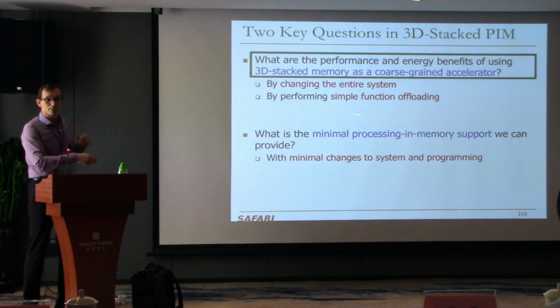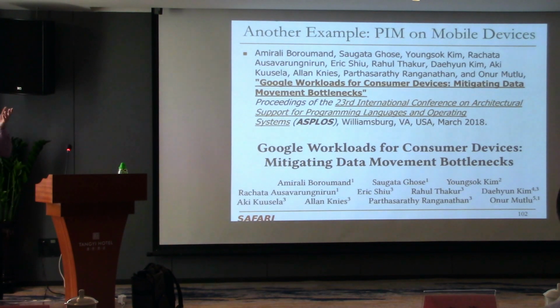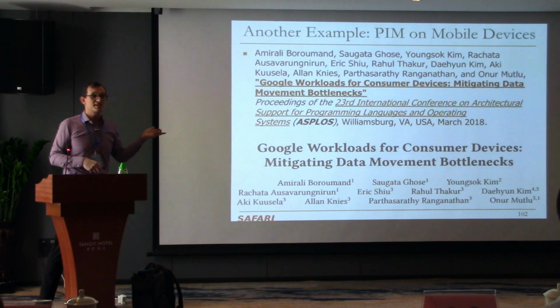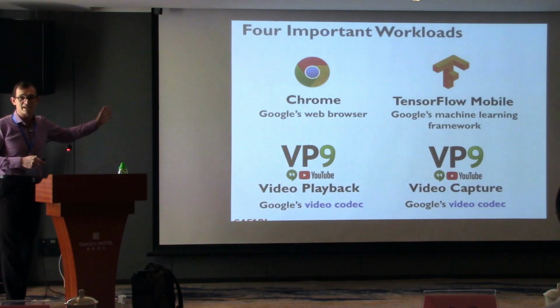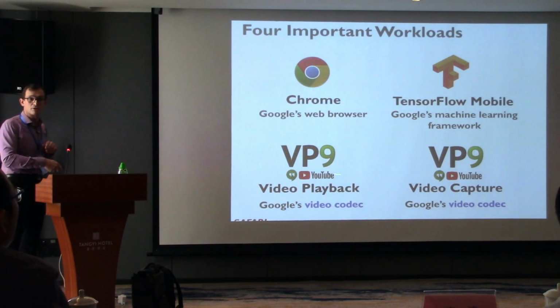I'm going to talk about the simple function offloading relatively quickly. This is the work that we've done with Google, for example. We wanted to basically understand the benefits of processing in memory in these consumer devices. What can we do more realistically in these devices? And we examined these 4 applications: browser, TensorFlow inference, machine learning inference, and video playback and capture.